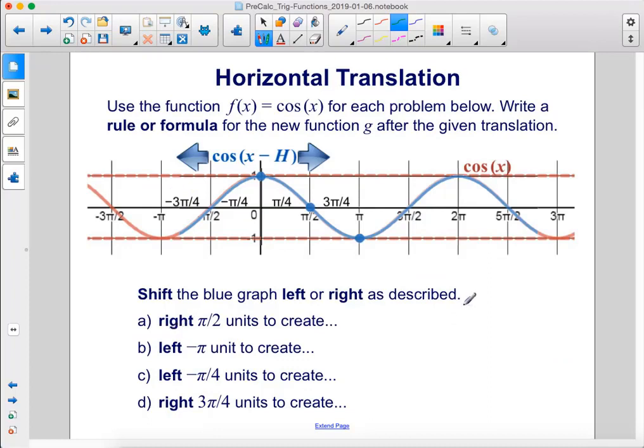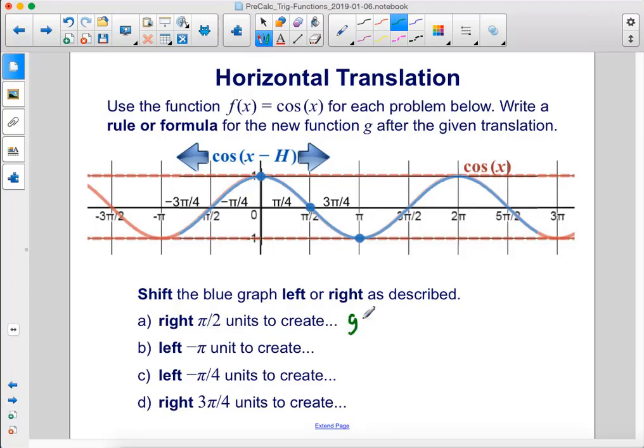Use the function f of x equals cosine x for each problem below. Write a rule or formula for the new function g after the given translation. Shift the blue graph left or right as described. Pi over 2 units to the right. Alright, so we move it to the right, pi over 2 units.